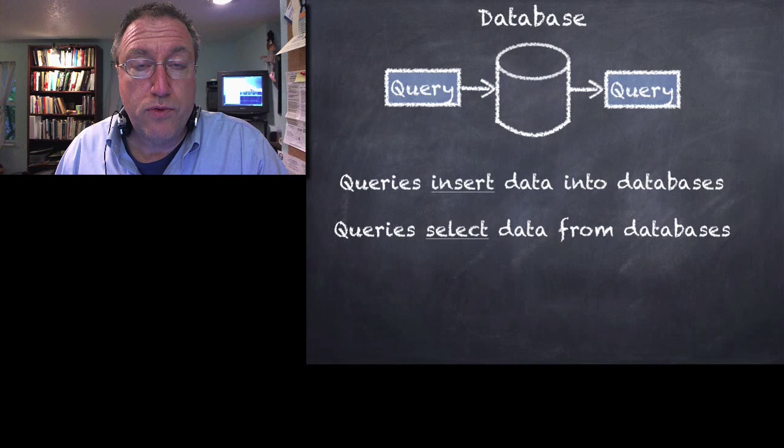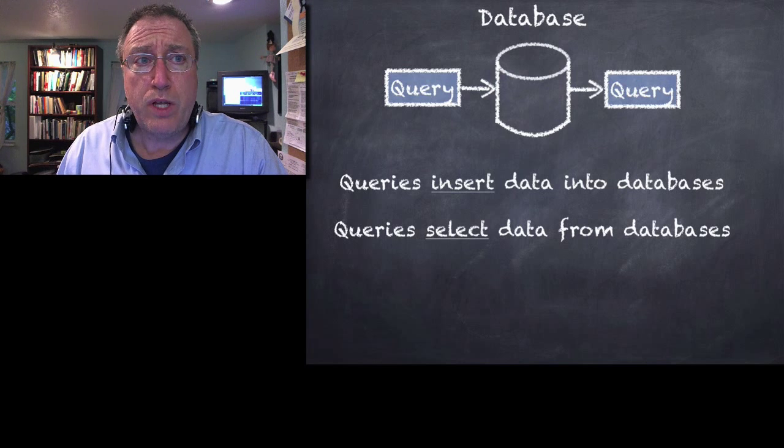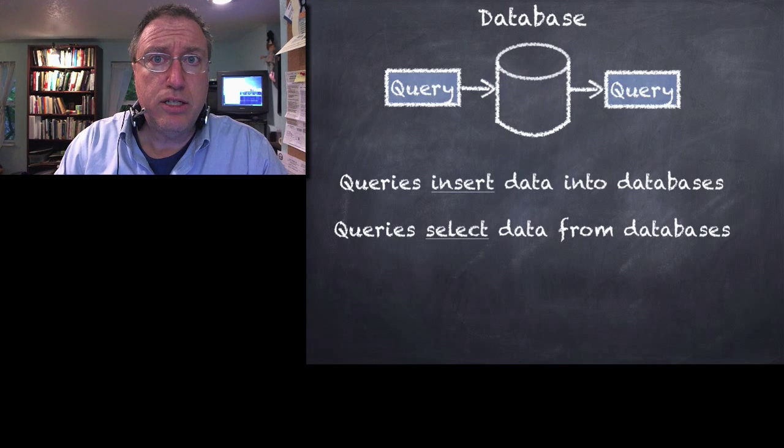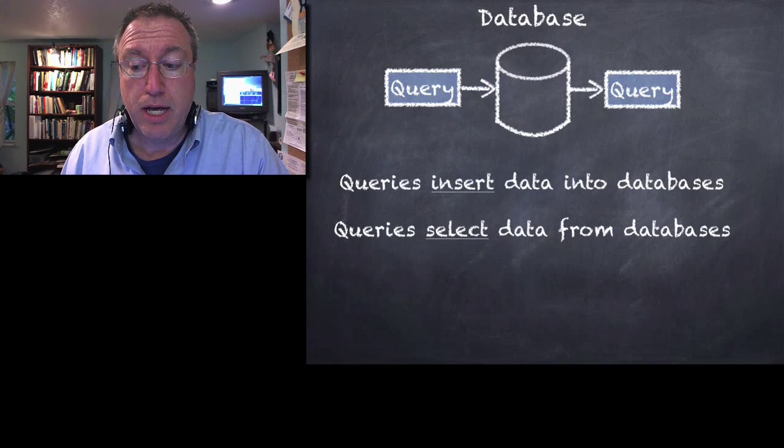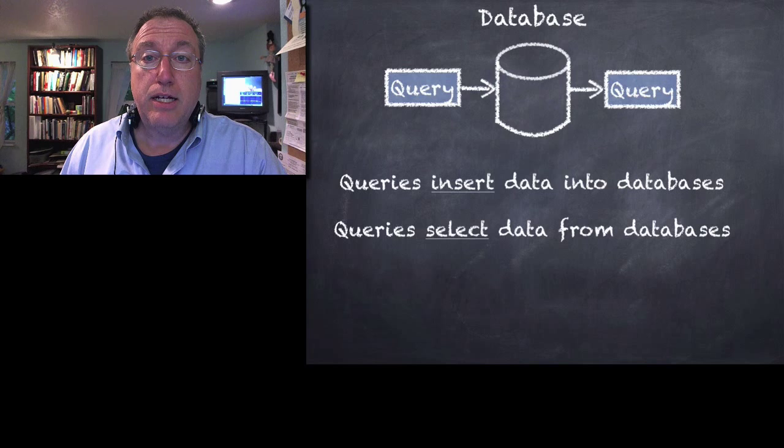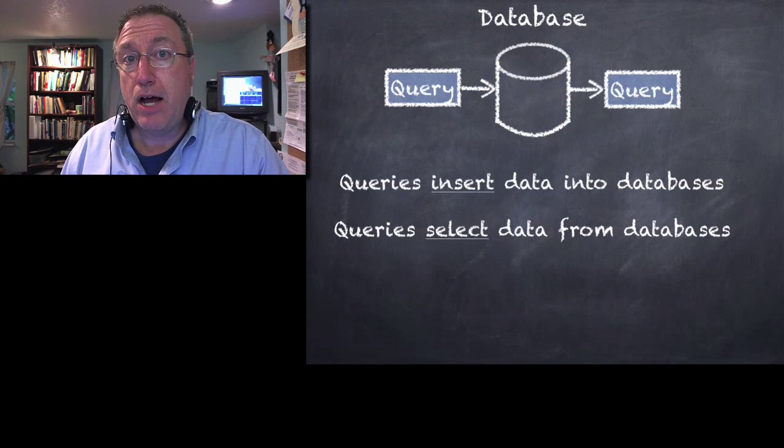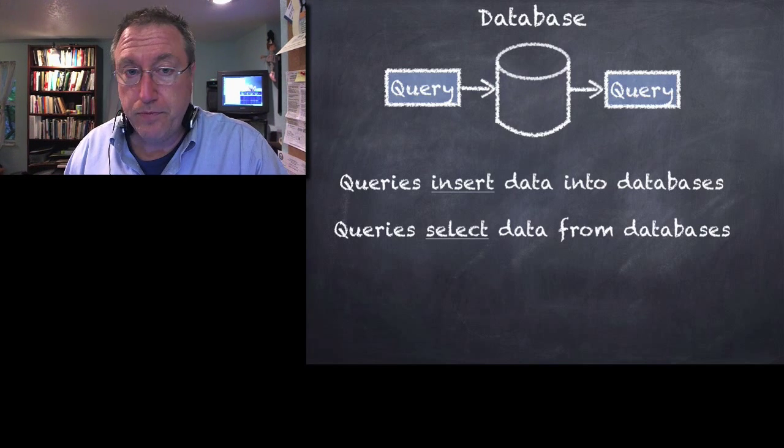Now, I use those verbs intentionally because those are actually verbs from the query language. You select particular items of information, particular records, particular attributes of those records based on some set of criteria that you choose. And the query takes that data out of the database and gives it to you.